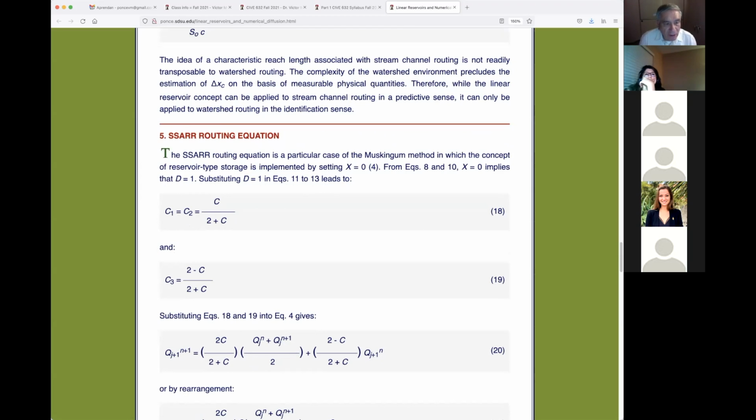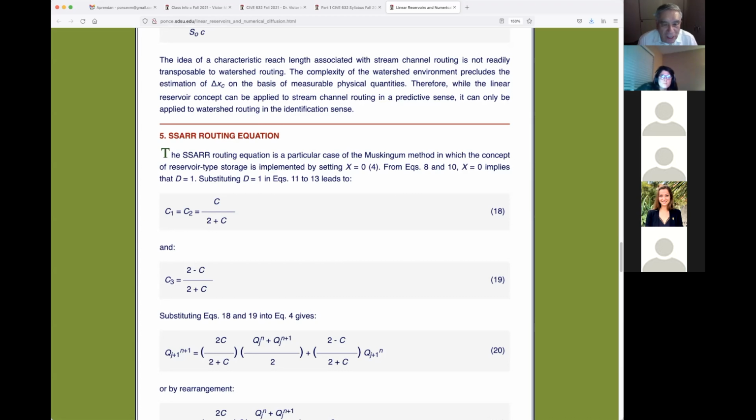The SAR routing equation is a particular case of the Muskingum method in which the concept of reservoir type storage is implemented by setting x equals 0. In other words, if you take the Muskingum and set x equals 0, which is the same Kalinin-Milyukov method, then you end up with the SAR routing equation. It's amazing. All these methods are more or less the same. They all work with the concept of diffusion, either numerical or physical.